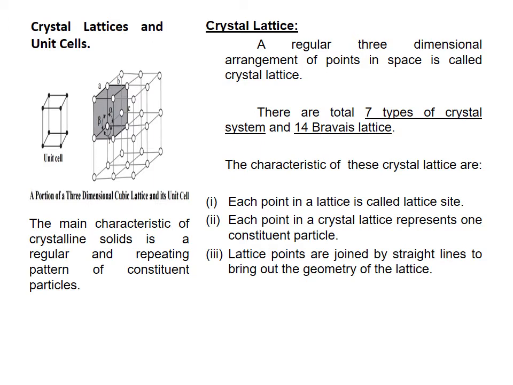And the third point indicates that lattice points are joined by straight lines to bring out the geometry of the lattice. That is, when these atoms which are present on lattice points are joined, they produce 7 different types of crystal systems, which are cubic, tetragonal, triclinic, etc. Specific shapes will be produced.